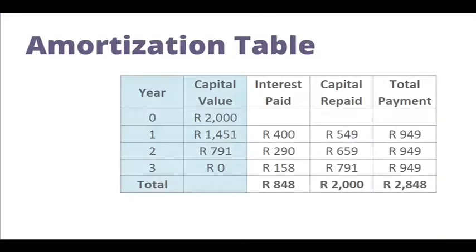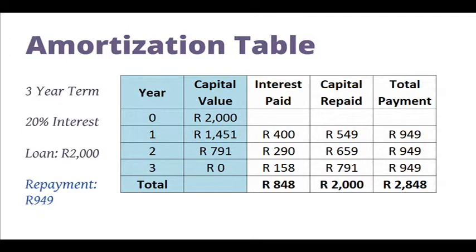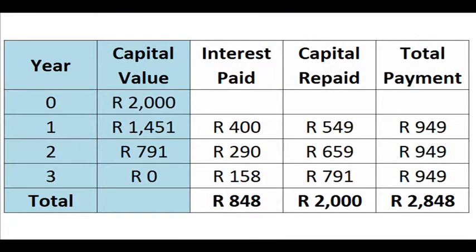To help you understand this, we often use what is called an amortization table. Let's look at an example. Joe takes out a 2,000 Rand loan over a 3-year period at an interest rate of 20%. This means he has to pay 949 Rand every year to settle the loan. Remember that the interest repayment plus the capital repayment equals the total repayment each year.